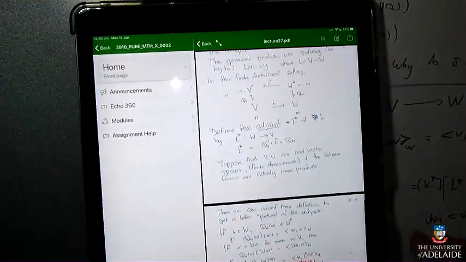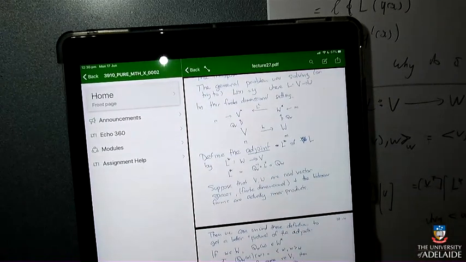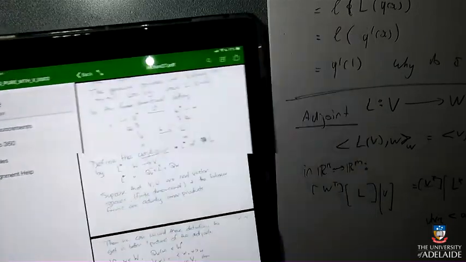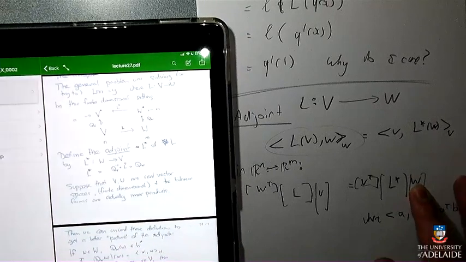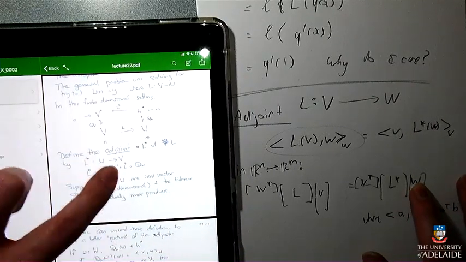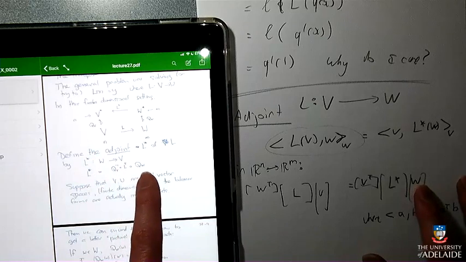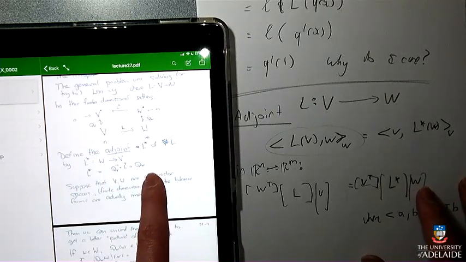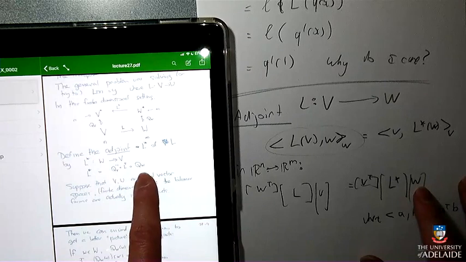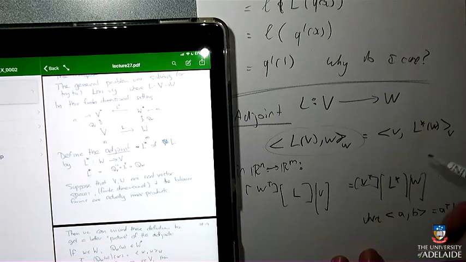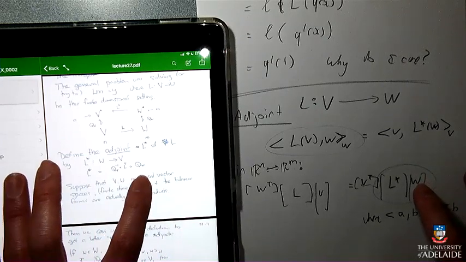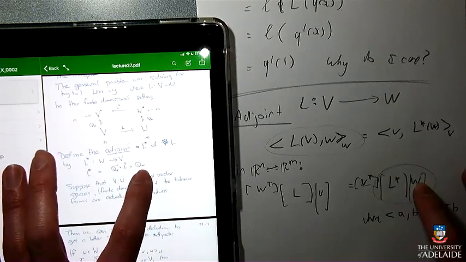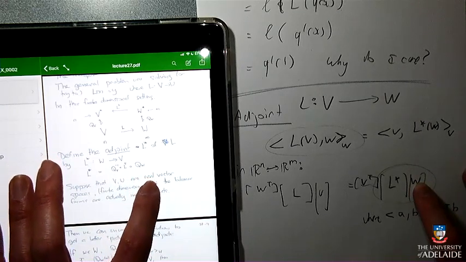So L star, this is a vector in W, right? So we have to turn that vector into, oh sorry. So it's a function, right? So we have to do this here. This bit here was L star of W, right? So Q of W is the function, the bilinear form.